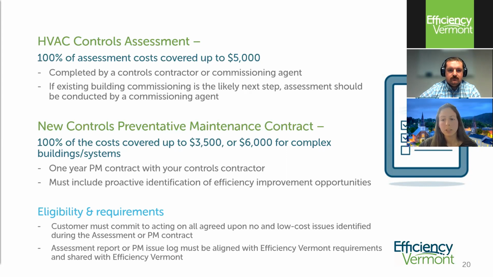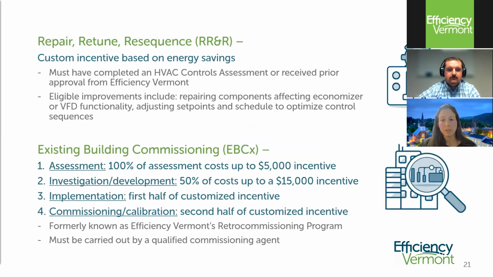For both of these offers, identifying efficiency improvement opportunities and providing proposals for making those improvements must be part of the scope in order to receive Efficiency Vermont incentives. Additionally, an assessment report or PM issue log must be completed and shared with Efficiency Vermont. Once an assessment or PM is completed, we expect customers to consider investing in control system improvements where they make sense.